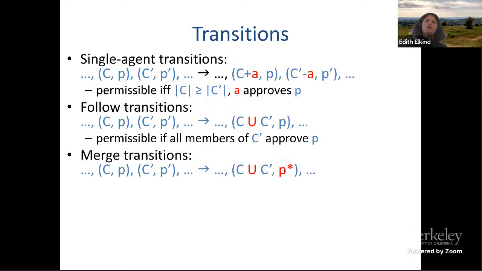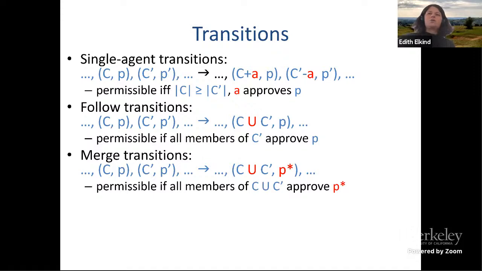A slightly more general type of transition is the merge transition. It's almost the same as the follow transition, except we allow the agents to adopt a new proposal. Intuitively, this new proposal, P star, may be some sort of compromise between P and P prime. And again, we don't have to worry about coalition sizes because the merge increases the coalition size by definition.